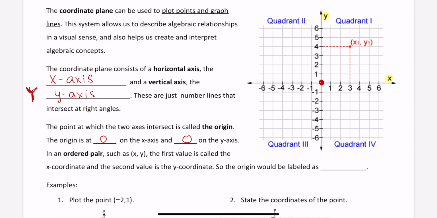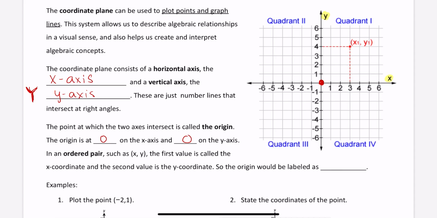So what I mean is as we count across our x-axis, we start at 0, and when I go 1 to the right, I'm at positive 1. If I start going to the left, I'm going to go to negative numbers. Up and down is the same thing for our y-axis. So if I go up the y-axis, I have positive numbers, and if I go down the y-axis, I have negative numbers.